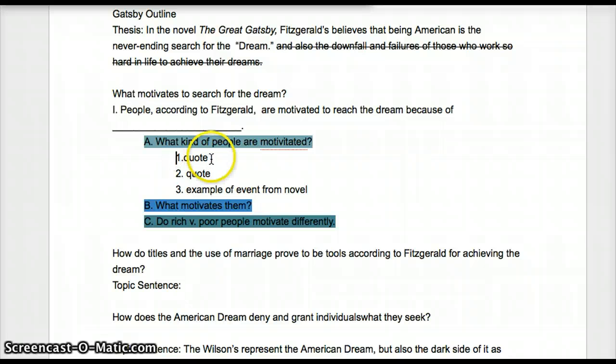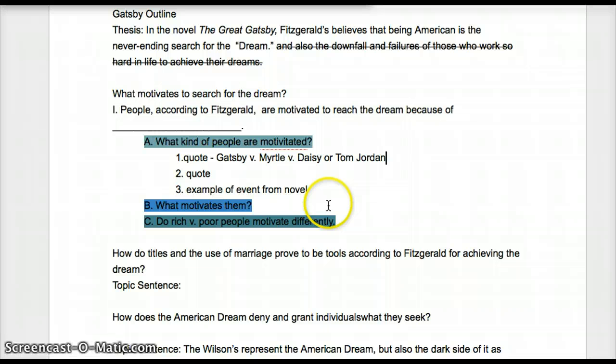Well, I'd find a quote that compares what motivates Gatsby versus what motivates Myrtle, versus what motivates Daisy, or any of them, or Tom, or Jordan. And I would start breaking it down like that. So I hope that helps so you can start to see how to form this outline.